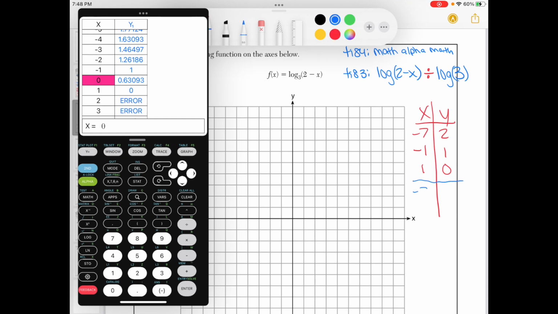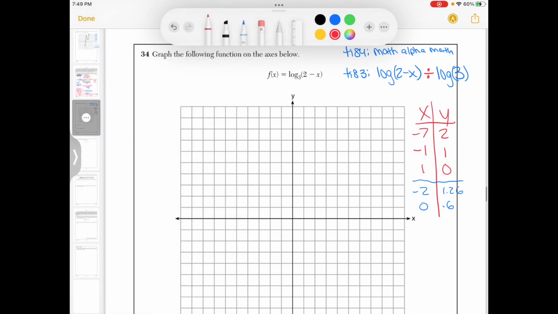Like for example, here's some of my extra points. Maybe (-2, 1.26). And then I'll also throw in that (0, 0.6). I know they're not ideal to plot, yucky decimals, but it's not so bad. It's a graphing question on the Regents. They're never that bad.